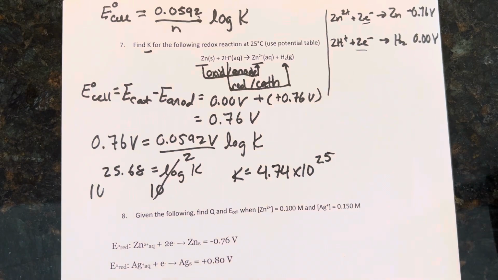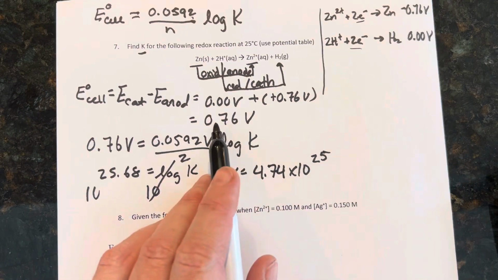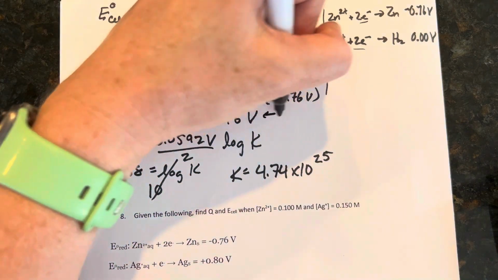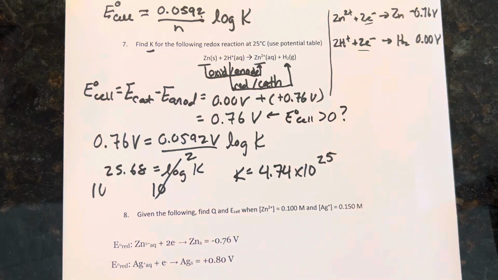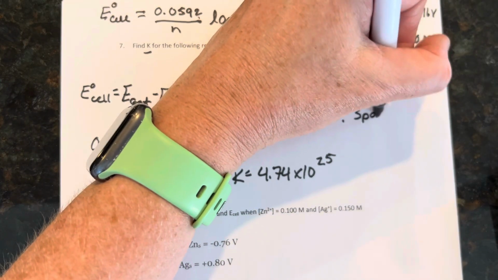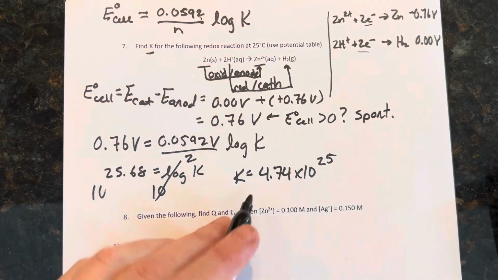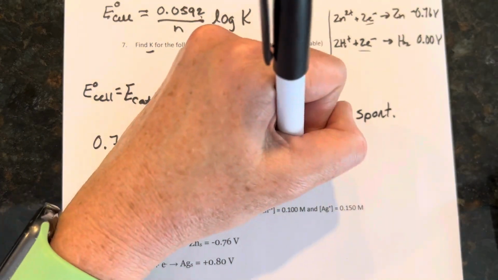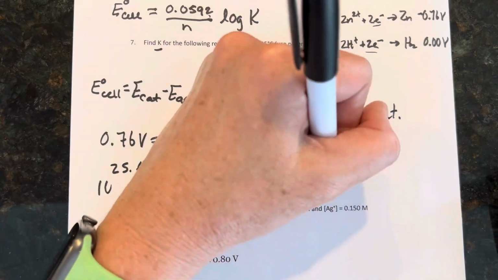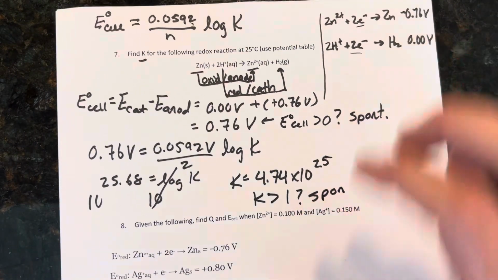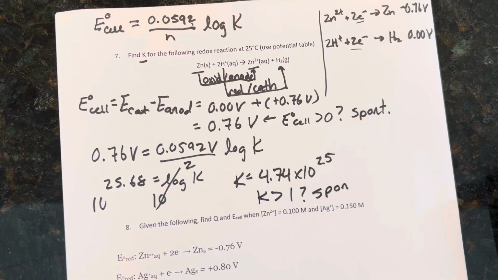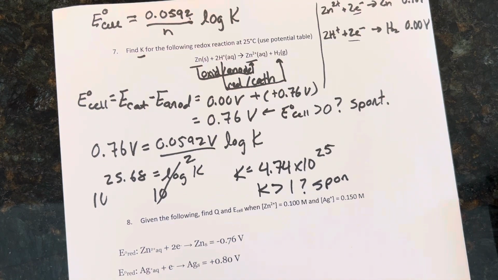So hopefully it makes sense. That's another question that we want to ask ourselves. Remember, we had a positive E cell. We know that that means it's spontaneous. We had a K that's greater than 1. That means it's spontaneous. So those little checks you can do to make sure that everything's on track end up being kind of important. So it is on track and we're looking good.